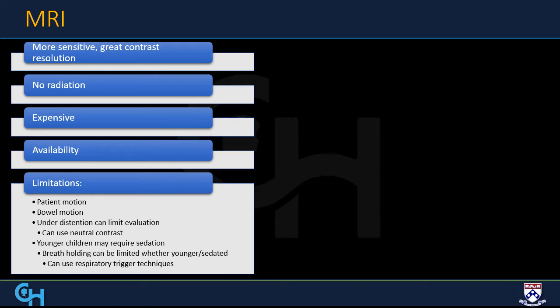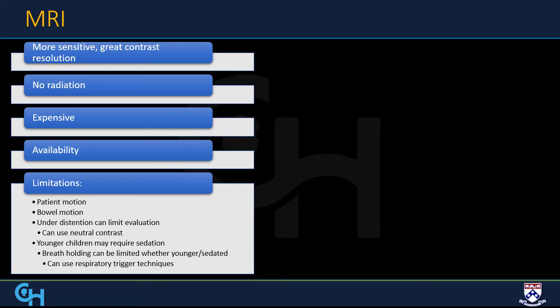MRI does have quite a few limitations. The biggest one is patient motion, especially in the pediatric population. Other things that can limit the evaluation, especially for bowel masses, are bowel motion and just peristalsis in general. Also, underdistension can limit the evaluation. Something to counteract that is you can use neutral contrast. Younger children also may require sedation, which would limit breath holding, especially with younger kids, and if they are sedated.